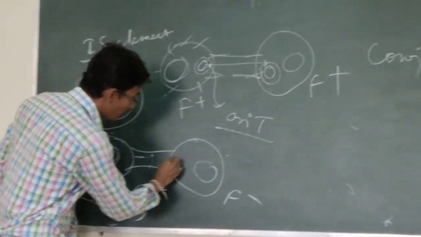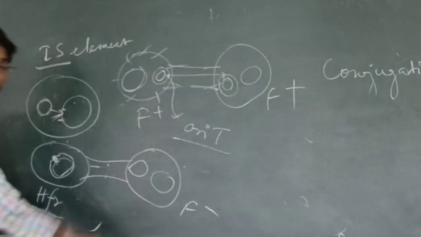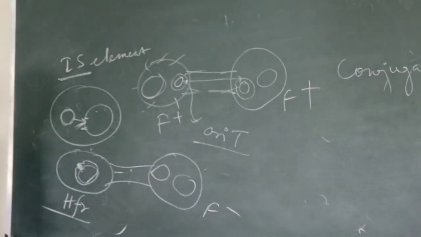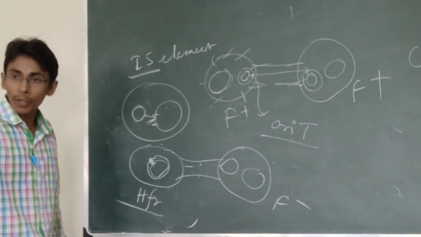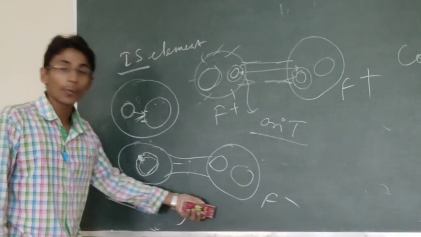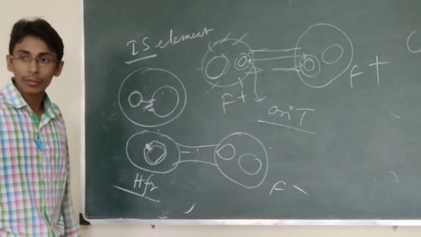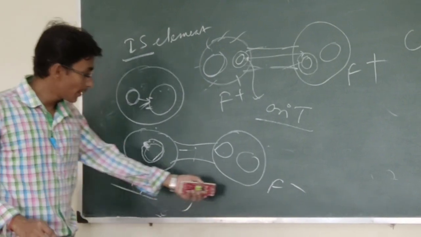into the recipient cell. After that, they can recombine with the recipient DNA, the recipient genome, forming a recombinant cell. Is it clear or not?